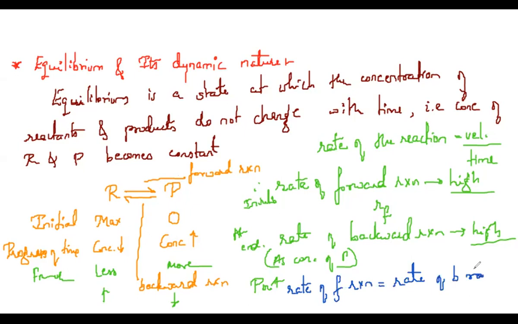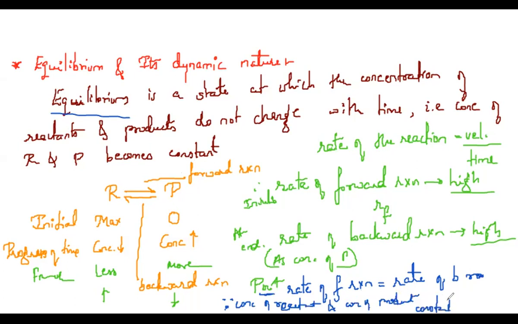Understood? The rate of backward reaction. And that point is called what? That point is called equilibrium. The rate of forward reaction and the rate of backward reaction become the same. With whatever velocity the forward reaction is progressing, with the same velocity the backward reaction is progressing, because the concentration of reactants and the concentration of products remains constant.